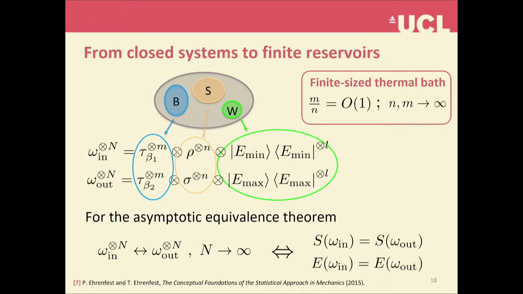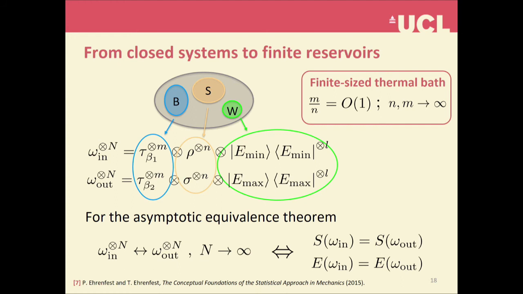We consider an initial and a final state for this overall closed system, and we will use the asymptotic equivalence in order to find what work and heat are in this scenario. In particular, the initial state of the system will be given by m copies of a thermal state at the specific inverse temperature beta 1.